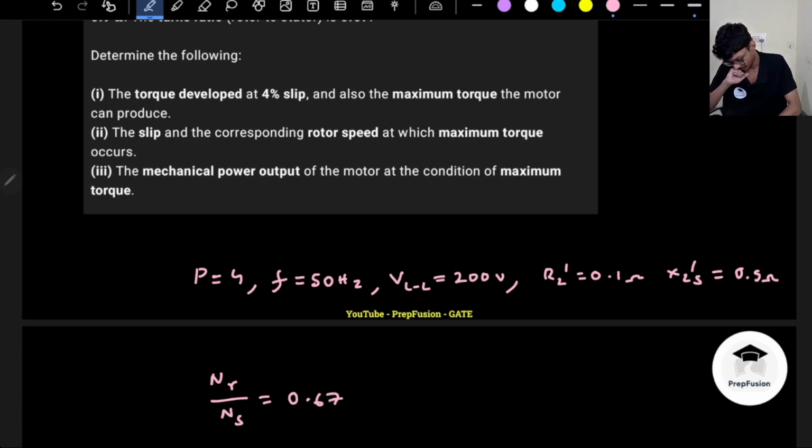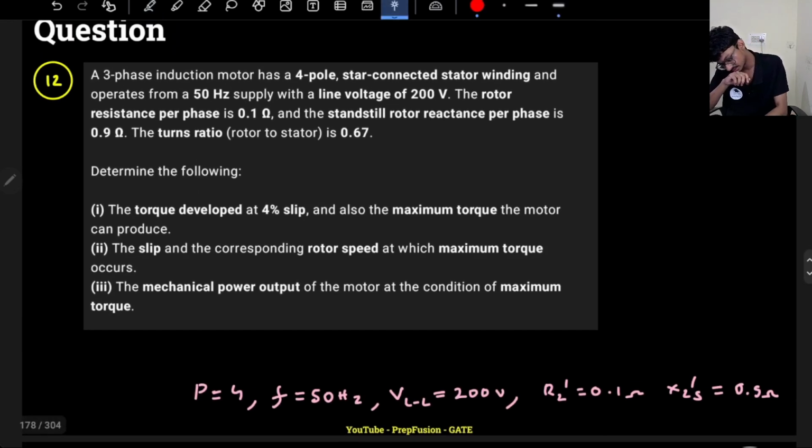So okay, these values, whatever they have given us, are not referred to the stator side. All these values are referred to the rotor side only. So this is not R2 dash, this is not X2 dash. If turns ratio is given, that means you have to understand these values are not referred to the stator side. You have to refer them.